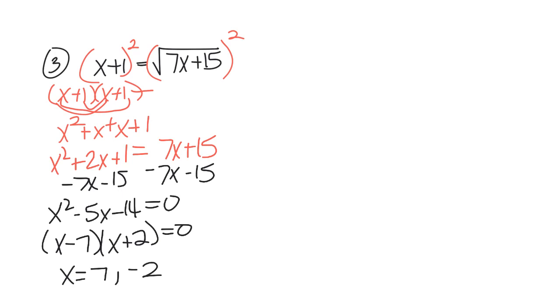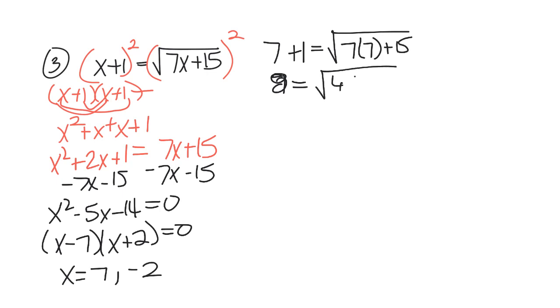So which of these are going to work? Because remember, the square root cannot equal a negative either. So if I plug in 7, I get 7 plus 1 equals the square root of 7 times 7 plus 15. That's 8 equals the square root of 49 plus 15. And 8 equals the square root of 64, which is true.